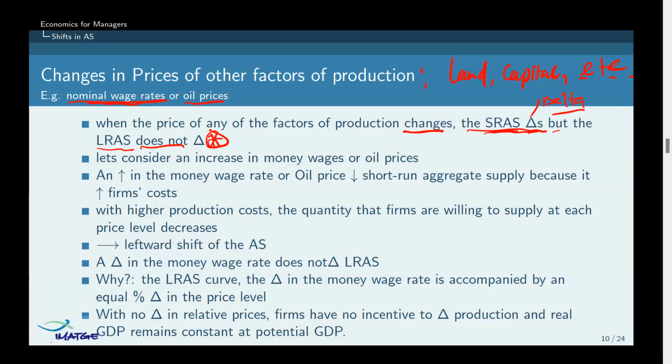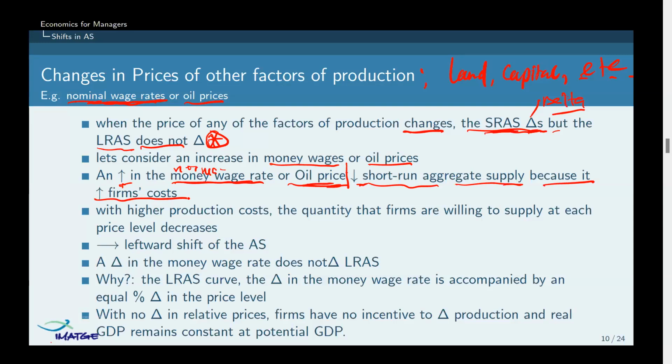So let's consider an increase in what? In money wages or oil prices. So an increase in the money wage, which is nominal wage, or oil price, we are talking of an increase in what? Money wage or oil price, reduces short-run aggregate supply because it increases the firm's what? Cost. Right.